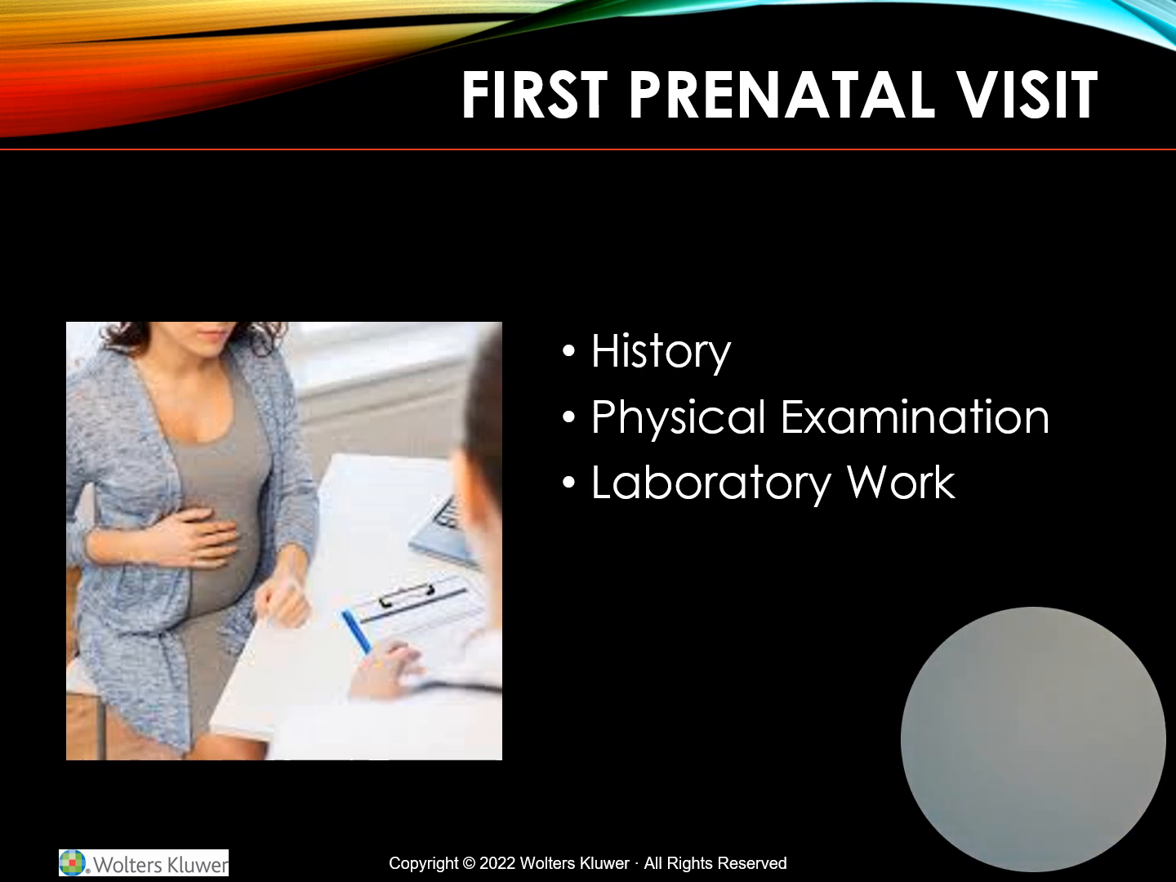So we record the GTPAL. Again, gravida, G, is the total number of pregnancies. T, term, the number of pregnancies that ended at term. P is preterm, the number of pregnancies that ended after 20 weeks, but before the end of 37 weeks. Abortions, which are the number of pregnancies that ended before 20 weeks. And L, living, the number of children that delivered who are now alive when the history was taken.